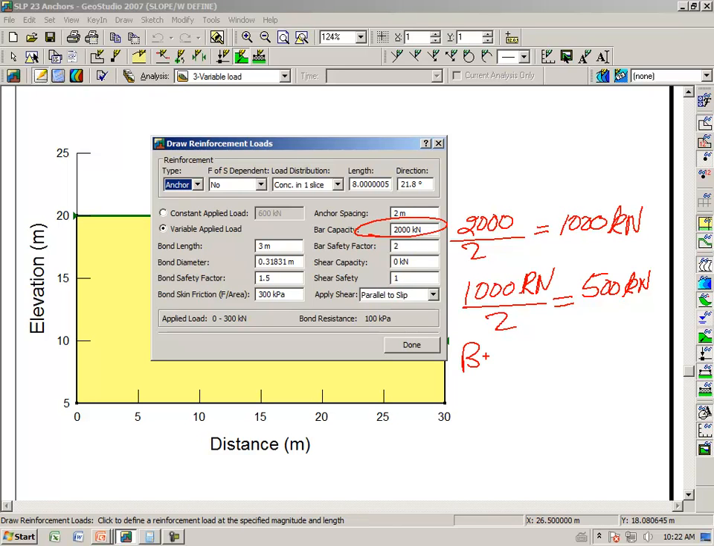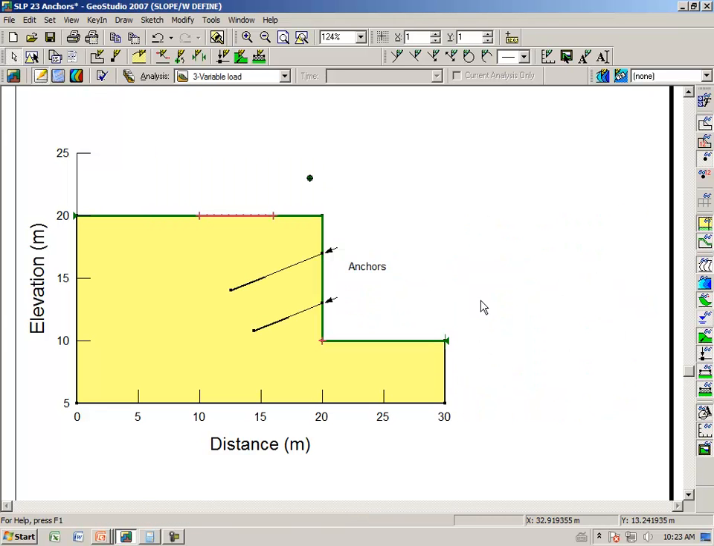The bar has a higher capacity than the bond. Therefore, the bond governs in this particular case. In other words, we will have pull-out before we break the capacity of the bar. Let's go now and look at the results.